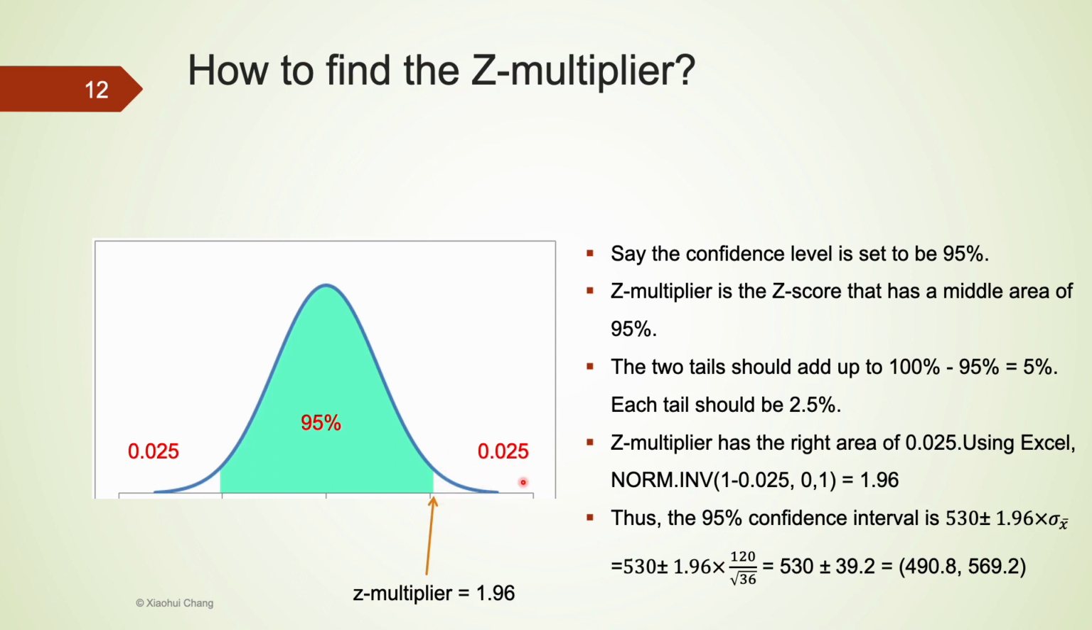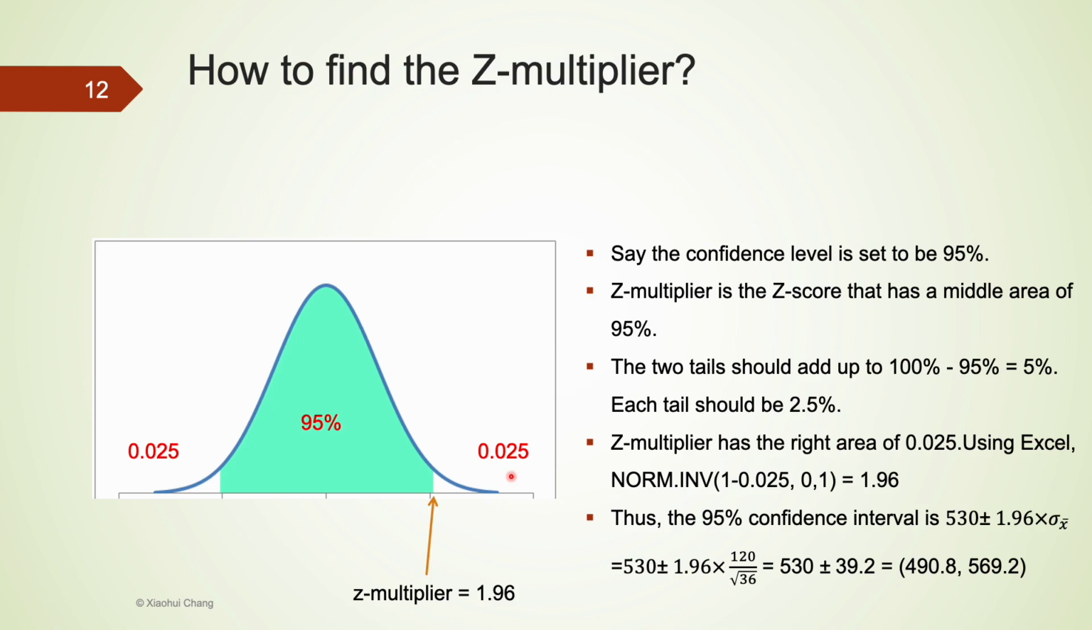We can use an Excel function to find a z-score given the right area to be 0.025. The function is NORM.S.INV. For more information on how to use Excel to find either the z-score or probability, click on the video linked in the upper right corner of this screen. We first convert the right area of 0.025 to a left area of 0.975 by subtracting from 1.